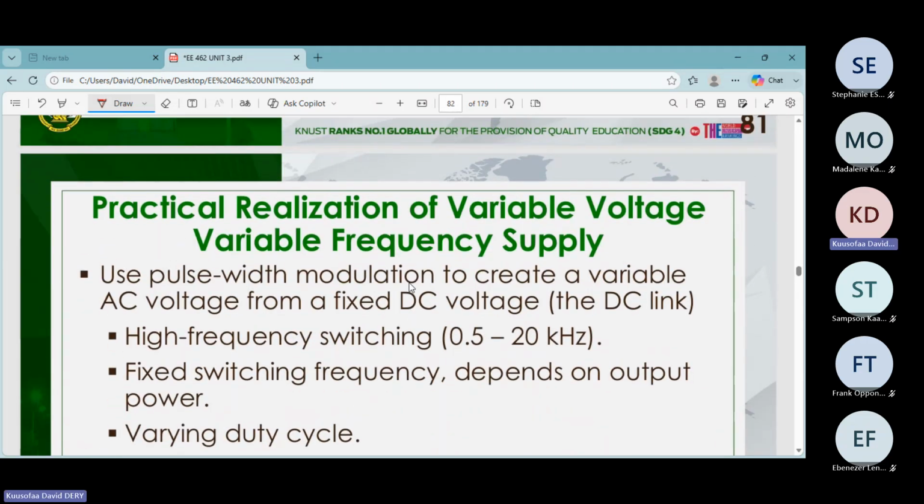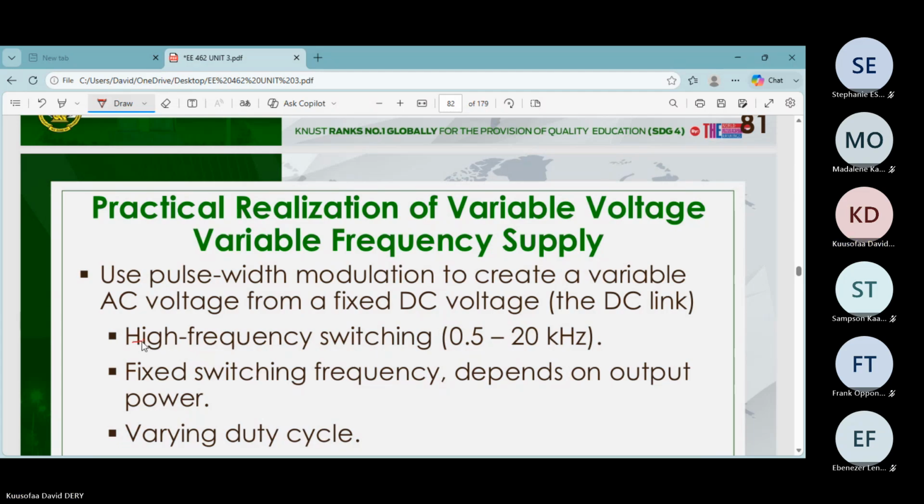So that is the theory, right? So practically, how can we realize it? We use pulse width modulation to create a variable AC voltage from a fixed DC voltage. Because we want the output frequency and output voltage to be variable, we can do pulse width modulation to create that. So definitely we will need an inverter for that purpose.